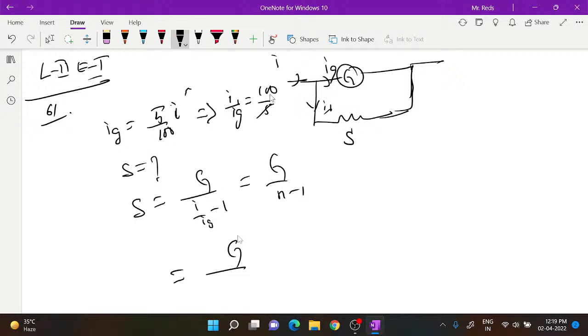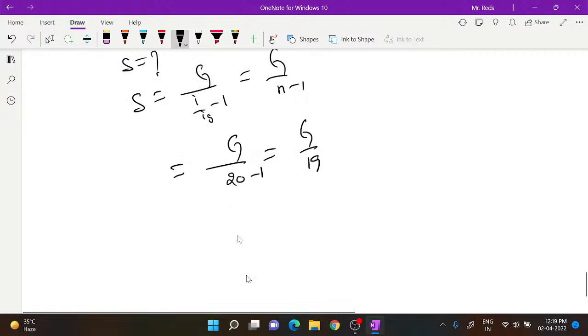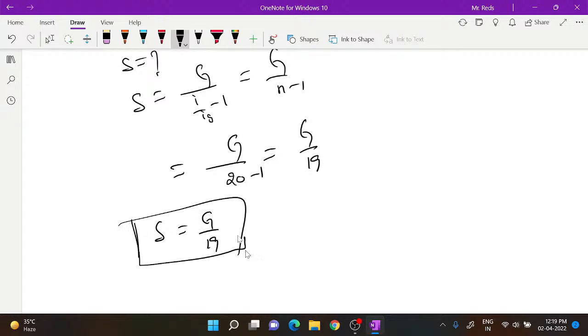So 5 into 20 is 100, right? So it will be 20 minus 1 is equal to G by 19. So you can say the value of S in terms of G will be S is equal to G by 19. G by 19. Right. This is how you have to work out this kind of questions.